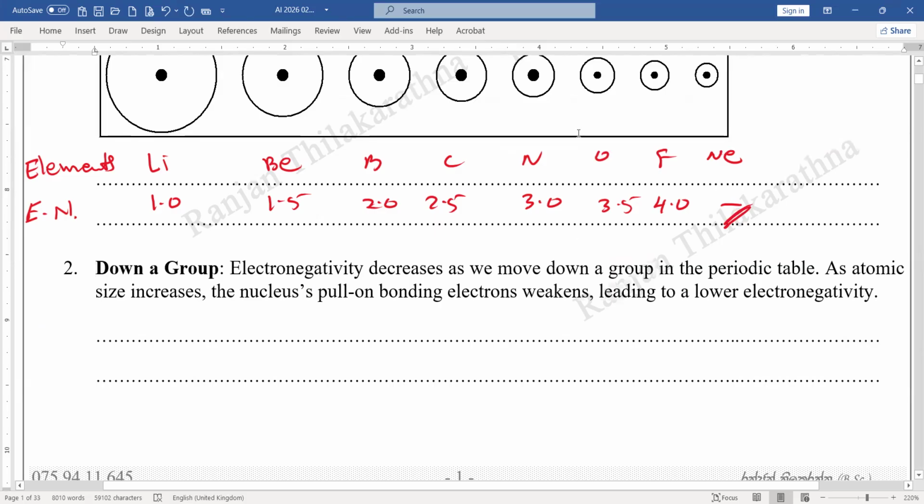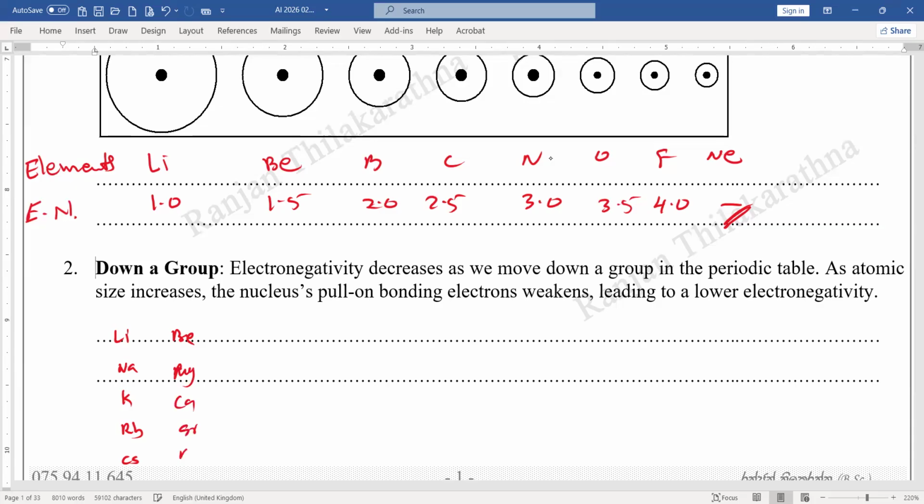Next one, down the group. Down the group means, if we have 18 groups in our periodic table, in group number 1 we have lithium, sodium, potassium, rubidium, and cesium. Group number 2 we have beryllium, magnesium, calcium, strontium, and barium. Group number 13 we have boron, aluminium, gallium, indium, and thallium, and so on.